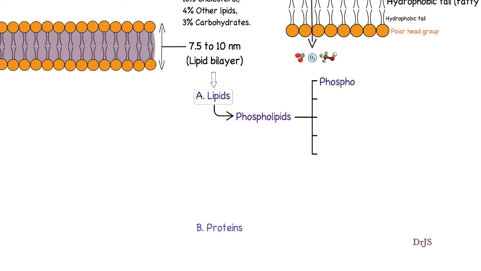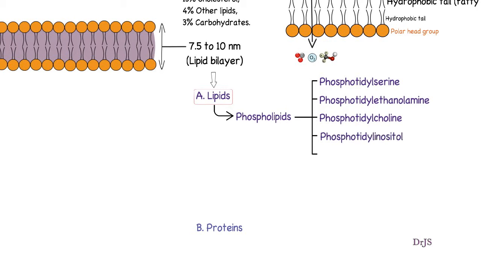The dominant phospholipids include phosphatidylserine, phosphatidylethanolamine, phosphatidylcholine, phosphatidylinositol, phosphatidylglycerol. The next most common lipid is cholesterol.